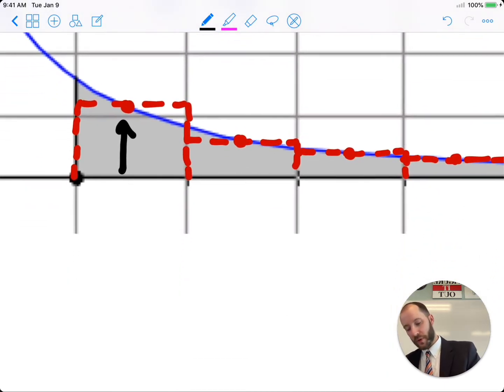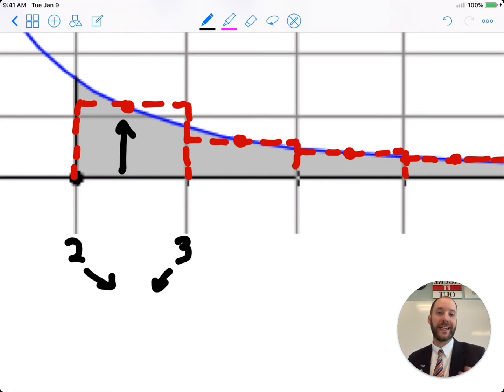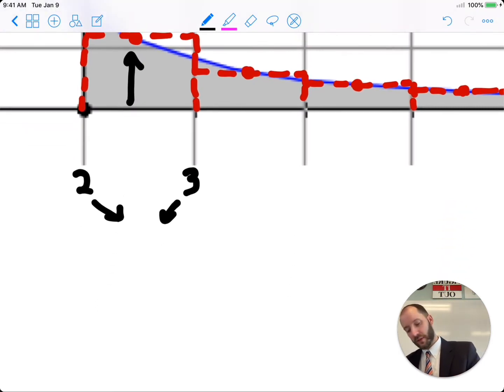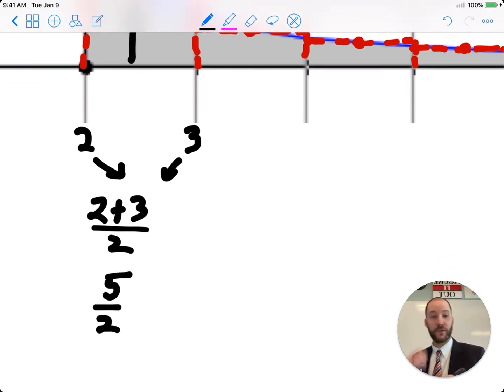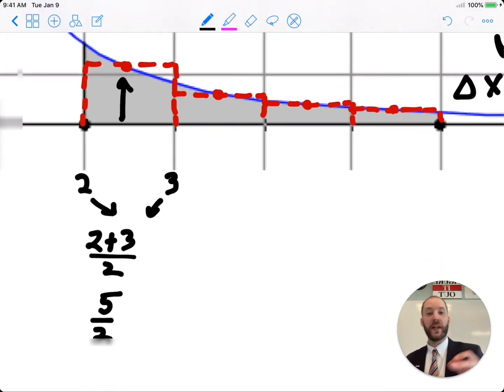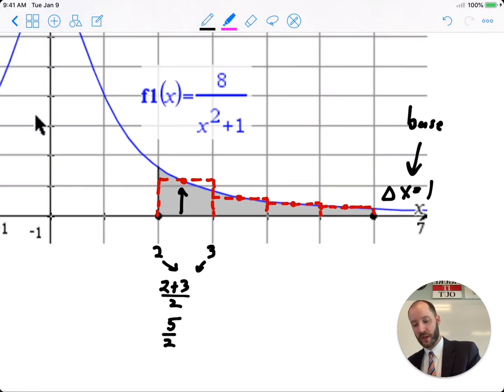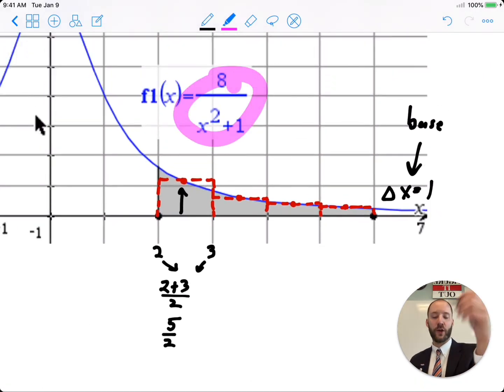So we need our midpoints. From 2 to 3, those are consecutive x values. So 2 plus 3 over 2, it is 5 halves. So to find the height of the rectangle, you'll plug 5 halves into this equation up here. And then 8 over 5 halves squared plus 1, that'll give you the height of the rectangle times your base. Base times height.